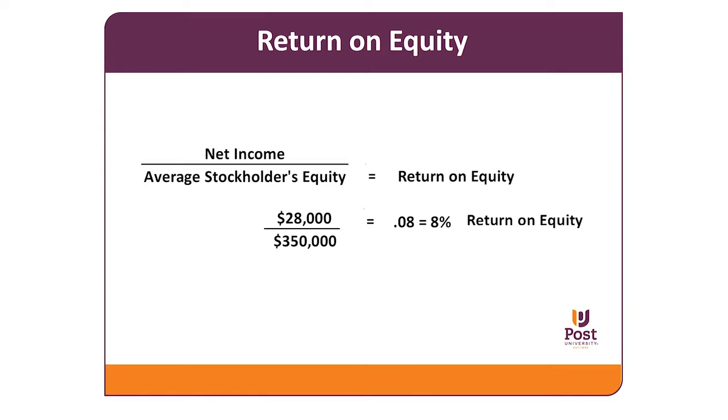Therefore, their average stockholders' equity is $350,000. $28,000 divided by $350,000 gives us an 8% return on equity. That means our investment in the company earned 8%. I like comparing the return on investment to the previous year's amounts and also to what the industry average is.